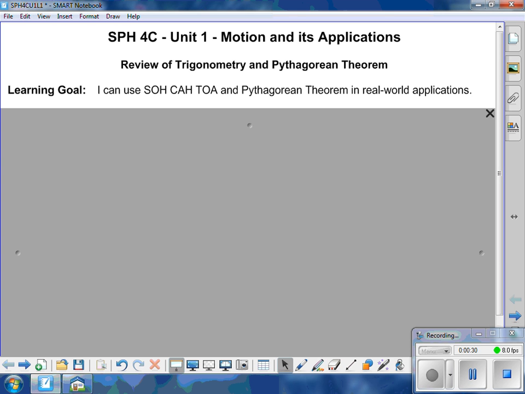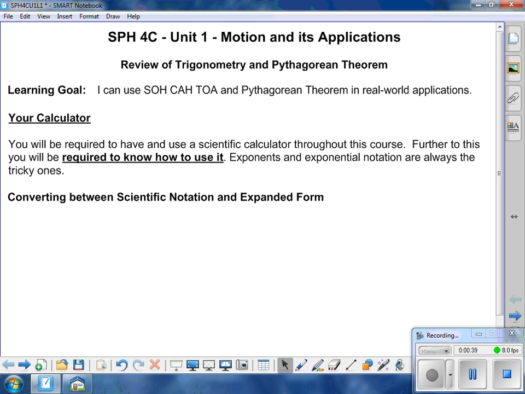So our goal today, I want you to be able to use SOHCAHTOA, and I want you to be able to use Pythagorean theorem in real-world applications, because in the next couple of lessons, we're going to be using them in context. So the first thing I want to talk about is your calculator. First thing, if you can make sure your calculator is in degree mode, very important, because we will be working specifically and only in degrees.